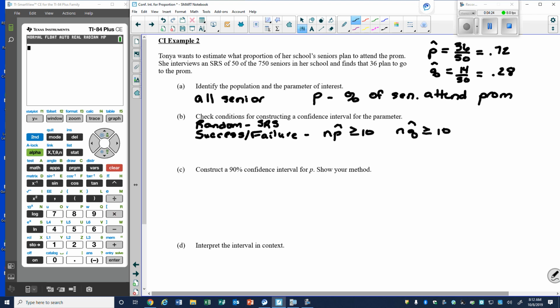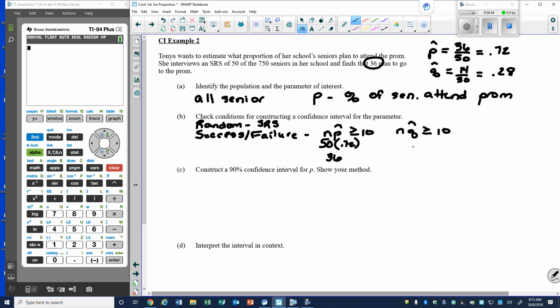Now, you could take each one of these parts. The number in my sample was 50, and you could multiply it by the p hat, which is 0.72, and I'm going to write that down just because for some problems you will need to do that. However, if you type in 50 times 0.72, you're just going to get 36 because n p hat represents the number of successes or the number of students that are going to prom, and they've already told us that in the problem.